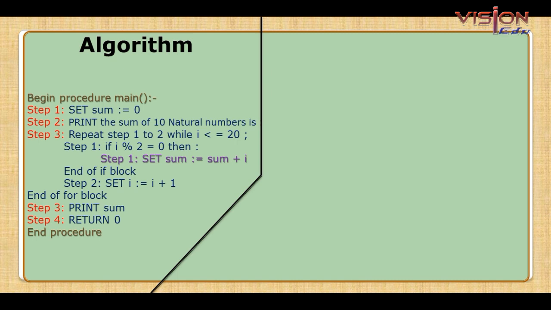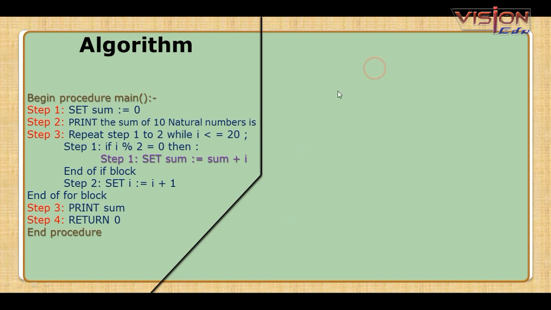It means the i value will be added to the previous value of sum. What's the default previous value? It is 0. So at first 0 plus the first even number will be added, and the total will be stored in sum only. Then we end the if block. After that the i value will update, that means i plus 1, or we can simply use the i plus plus operator also.